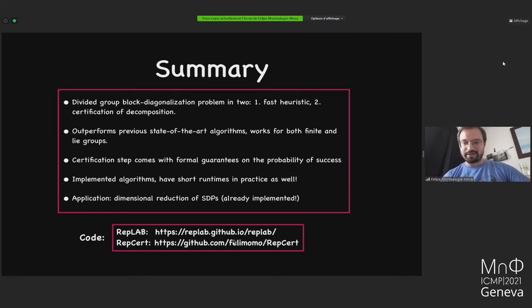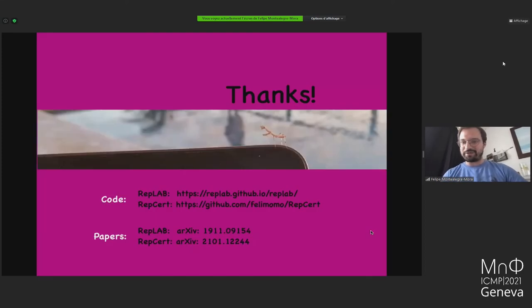The implemented algorithms here are the two implementations: this is the heuristic, this is the certifier, and they actually perform really well in practice. For example, we tried representations up to dimensions 1000 or 2000, and on my laptop, which is not particularly optimized or anything, it runs within one hour basically. So it's no big problem. We go back to the application and use it to reduce the dimension of SDPs, which is, by the way, already implemented in the heuristic. The heuristic receives a big SDP and the symmetry group and returns the optimized SDP. That's pretty nice. So I would like to say thanks for listening. Here are the links to the code, and here are the papers on the corresponding codes.